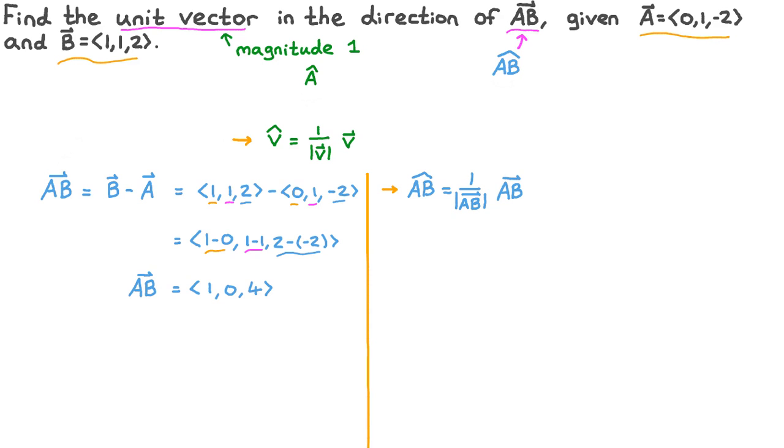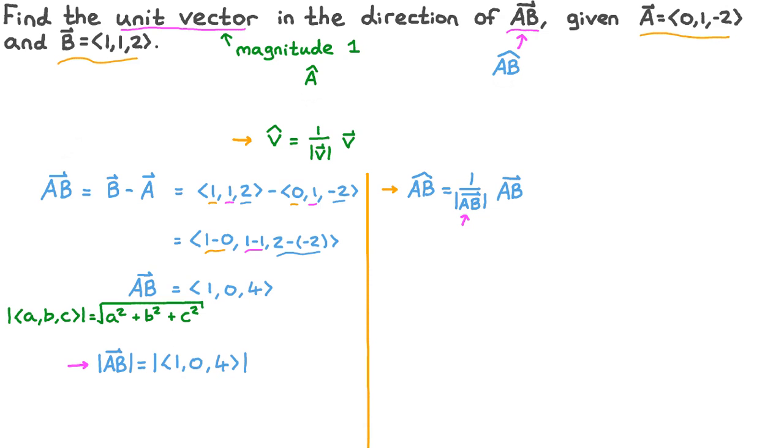But we can't evaluate this yet because we don't know the magnitude of our vector AB. So before we do this, we're going to need to find the magnitude of vector AB. To do this, we're going to need to recall how we find the magnitude of a vector. The magnitude of a vector is the square root of the sum of the squares of its components. So the magnitude of the vector a, b, c will be the square root of a squared plus b squared plus c squared. We can then use this to find the magnitude of our vector AB.